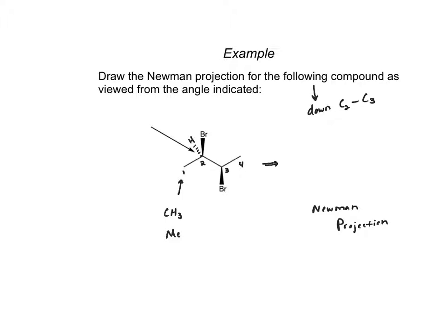Okay, so now I'm ready to draw my front carbon. If I have my little dot representing it, who's going to be coming down? This thing, right, which we could say is a CH3 group or a methyl group. Who's going to be pointing up and to the right? The bromine, right, because we're looking down this guy, bromine is pointing up and to the right. And then who's going to be pointing up and to the left? Hydrogen. So that is our front carbon.